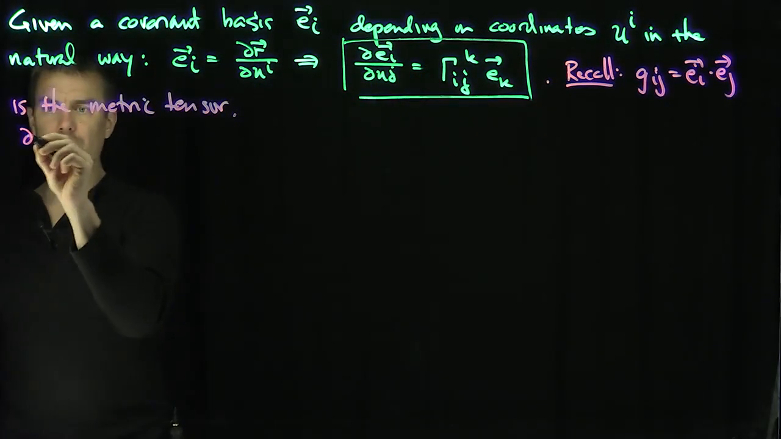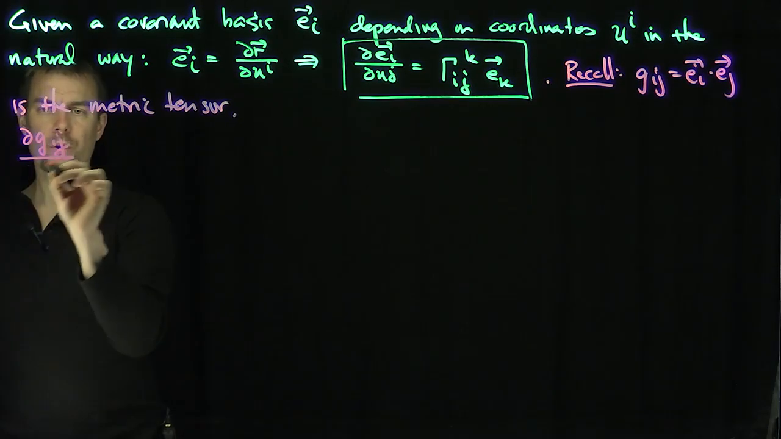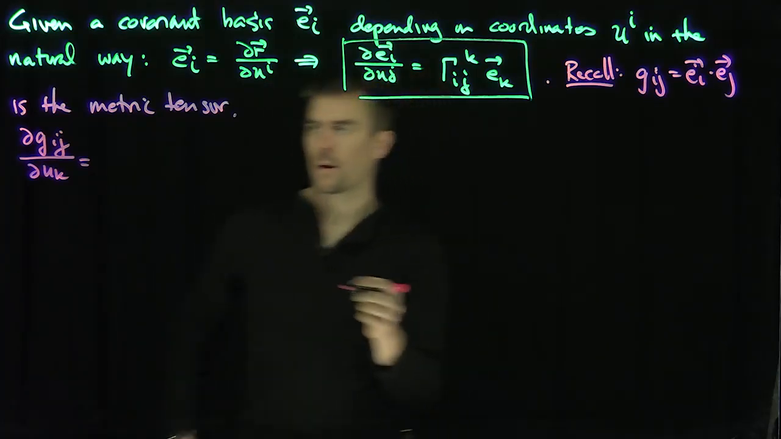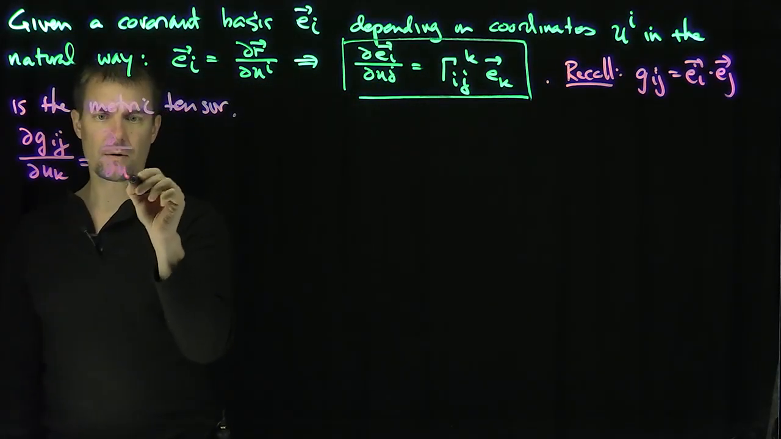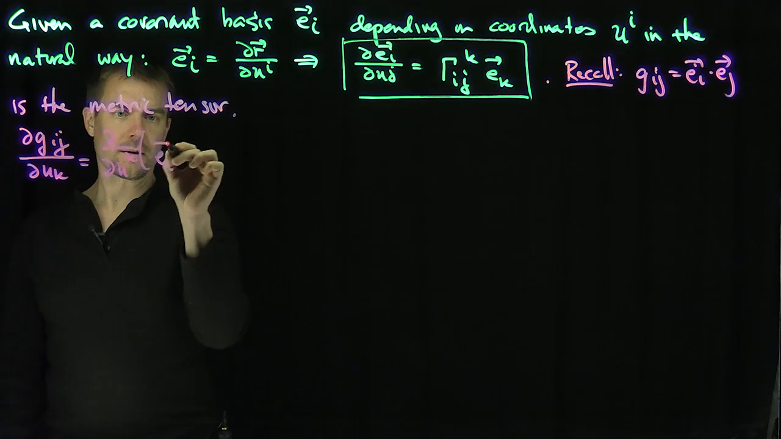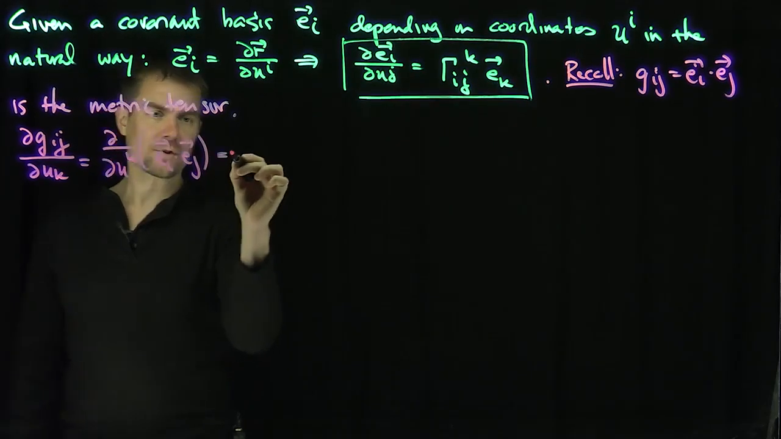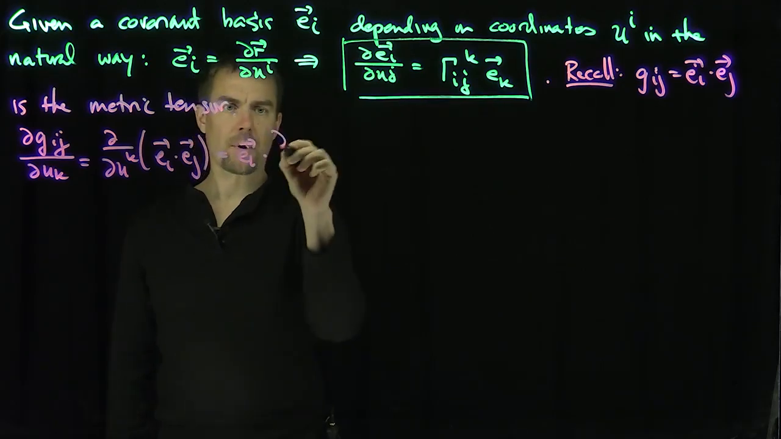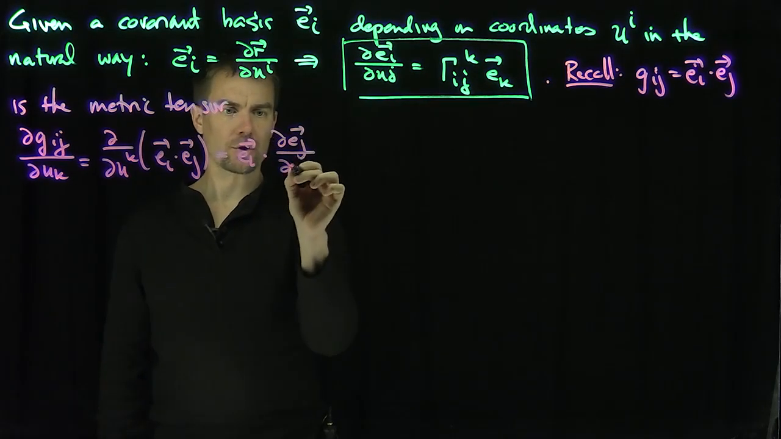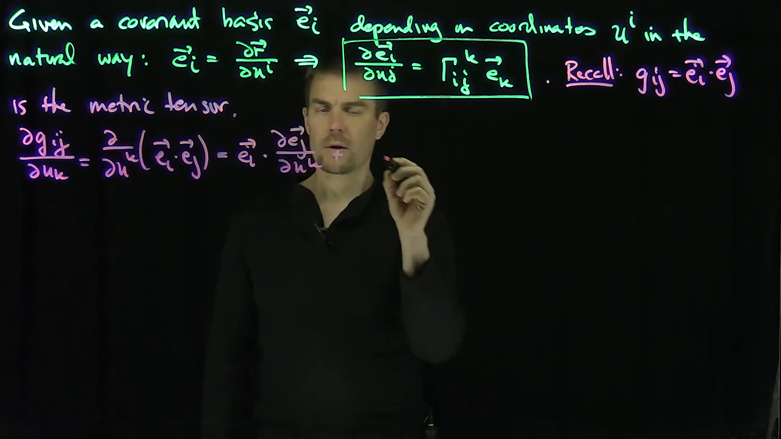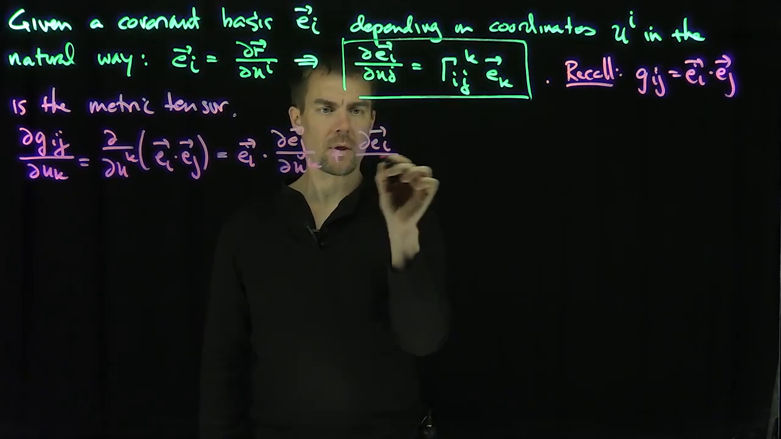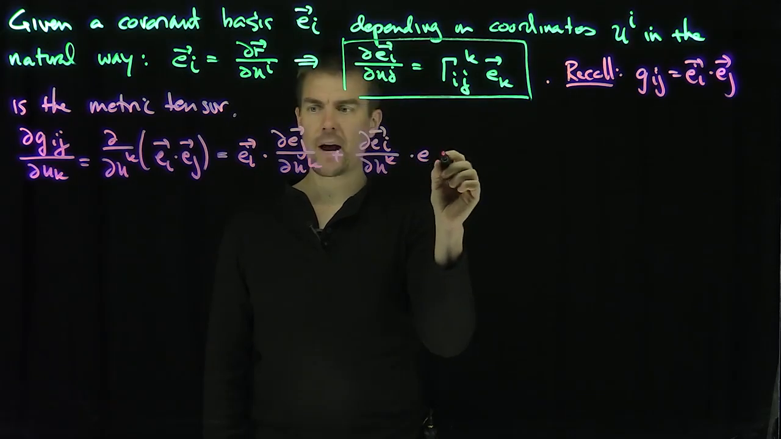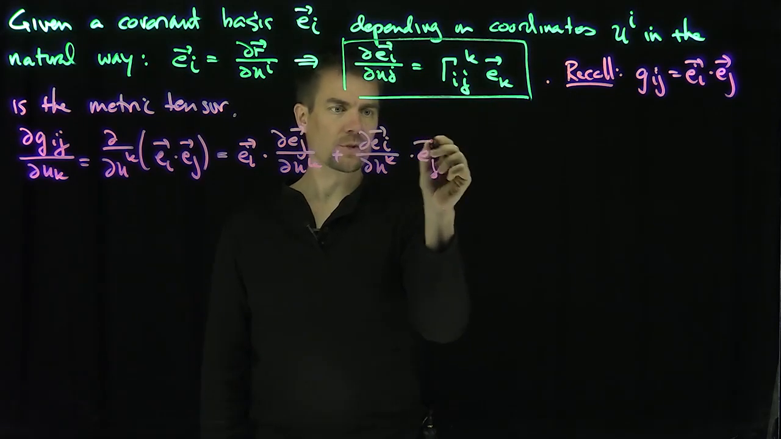So this implies that partial g_ij with respect to u^k is going to be what? If I differentiate with respect to the coordinate u^k, I'm going to get the partial with respect to u^k of E_i dot E_j. And so this is going to be E_i dot partial E_j over partial u^k plus partial E_i over partial u^k dot E_j, okay? Just by the product rule.